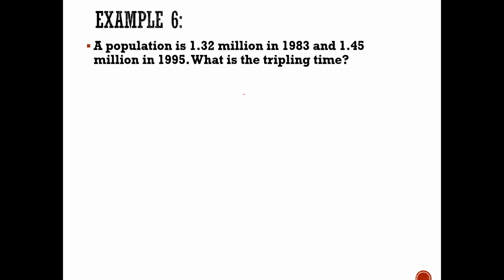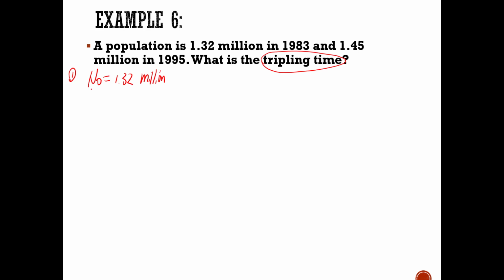Okay. Now let's take a look at another example here. Population is 1.32 million in 1983 and then 1.45 million in 1995. What is the tripling time? So the problem here has 2 elements. We're looking for tripling time. However, we're only given the first duration: initial population is 1.32 million in 1983, 1.45 million in 1995. So here for the first condition, N0 equals 1.32 million.